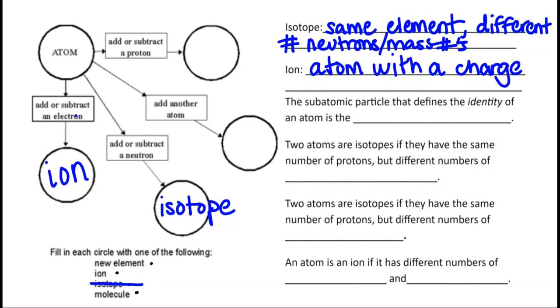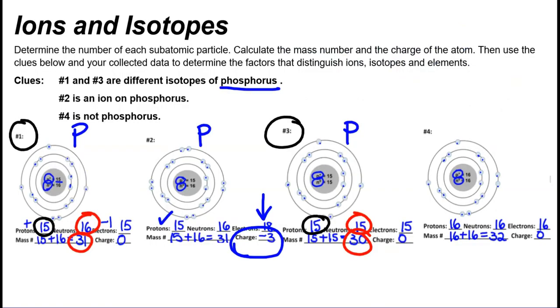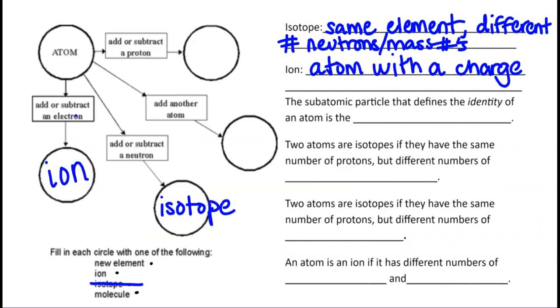Okay, let's see. Coming back, number 4, our last clue, says number 4 is not phosphorus. So numbers 1, 2, and 3 are all phosphorus atoms, but number 4 is not a phosphorus atom. So looking at number 4, the thing that only number 4 is different is the number of protons. So apparently, when we change the number of protons, no longer 15 protons, but 16 protons, it makes a new element. Okay, so let's look back over here. An atom, if we add or subtract a proton, it creates a new element.